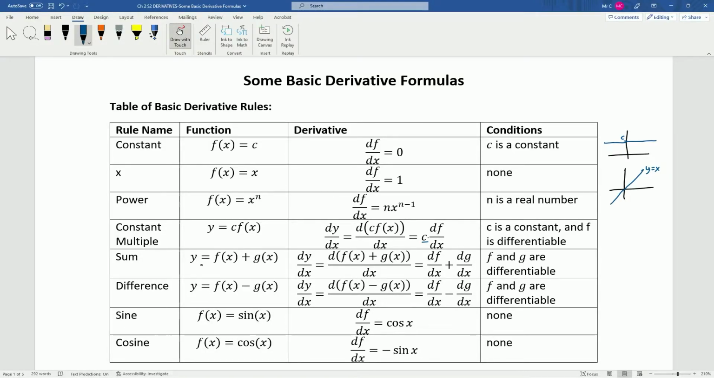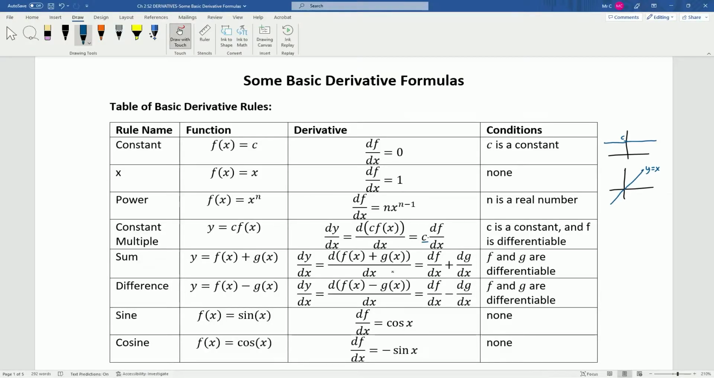Now we have the sum rule, which says the derivative of f plus g with respect to x is just the derivative of f with respect to x plus the derivative of g with respect to x. In other words, you can split up derivatives on sums. Now for this to be true, of course, both f and g have to be differentiable, right? These conditions are all really important. If the conditions aren't met, then these rules don't work.